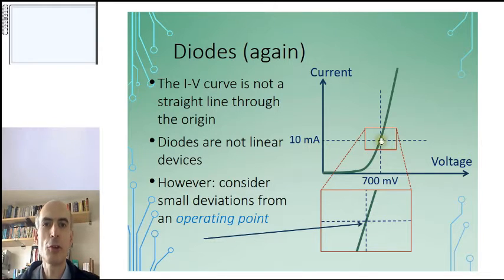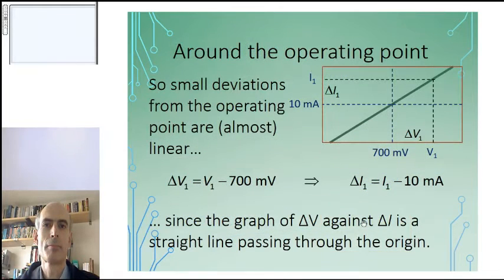This approximation is only valid for very small changes in voltage and very small changes in current, but provided the circuit is not moving very far from its operating point, we can consider that the change in current is proportional to the change in voltage. And in this way, the diode is behaving like an approximately linear component, approximately like a resistor. The change in the voltage across the diode is proportional to the change in the current through the diode.